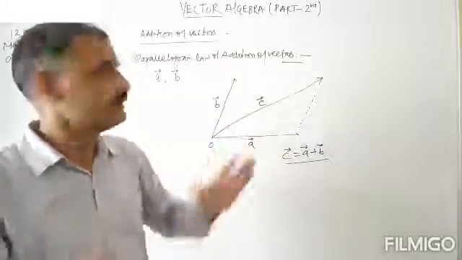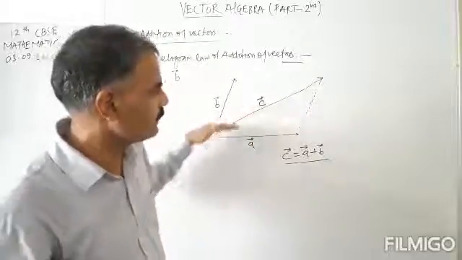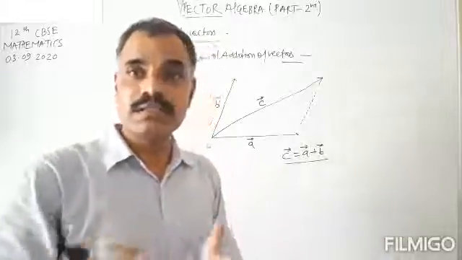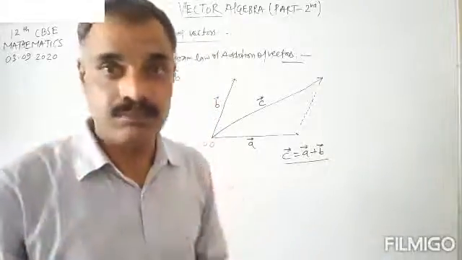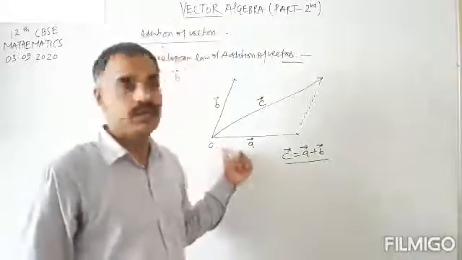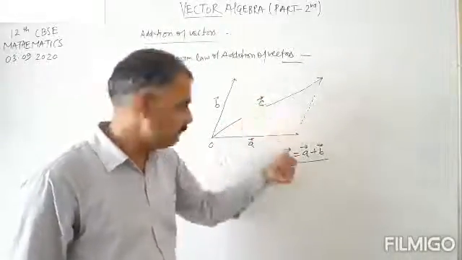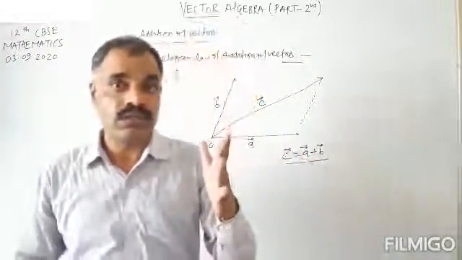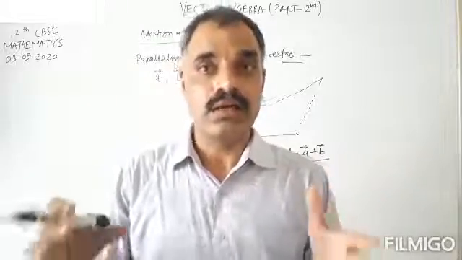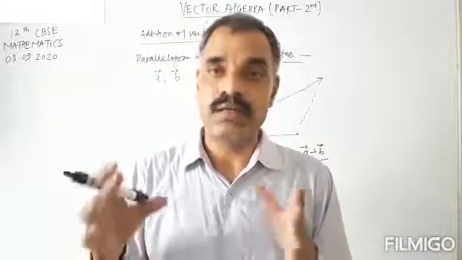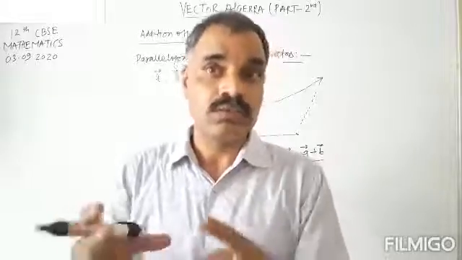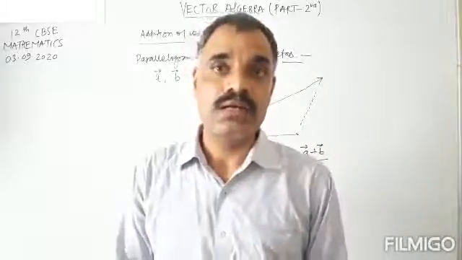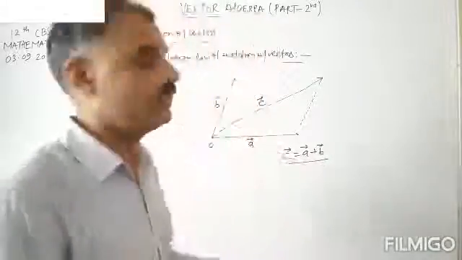Means there are two diagonals. This is also a diagonal and this is also a diagonal. We will consider that diagonal that is generating with the same initial point. Same initial point means O. So this is equal to C vector, and C vector is equal to A vector plus B vector. So this law is called the law of parallelogram or parallelogram law of addition of two vectors. Now the next law, that is the triangle law of addition of two vectors.